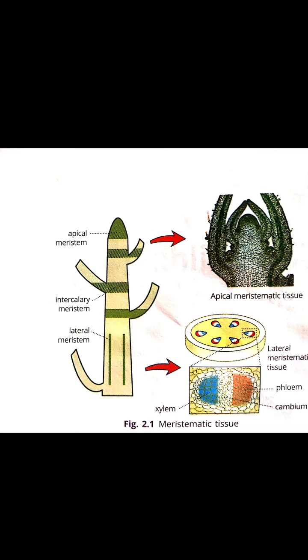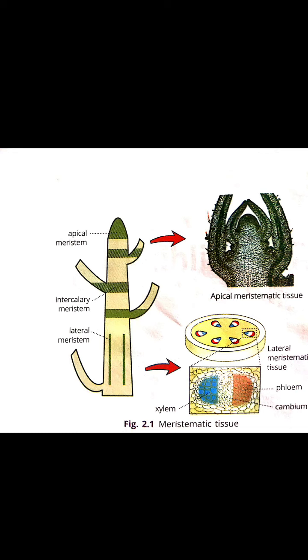The main tissue which is responsible for the lateral growth is known as cambium. In the process of secondary growth, the cambium attains the maturity of the lateral growth. It is found between the xylem and phloem.